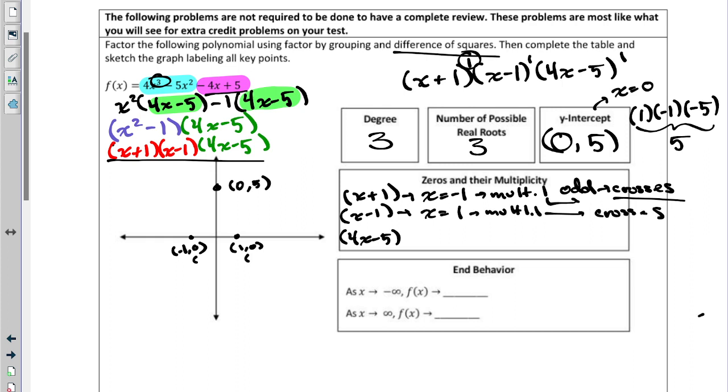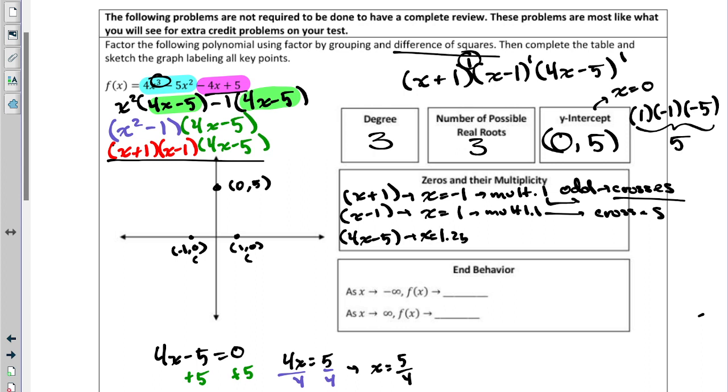So I'll put a little C right here. Last but not least, we have to figure out when this is equal to 0. Well, we can do that just by solving it with algebra. I'll go down here to do it. 4x minus 5 equals 0. Let's add 5 to both sides. I get 4x equals 5, and then I need to divide by 4. Then I get x equals 5 over 4, which is 1.25. X equals 1.25, also multiplicity 1.